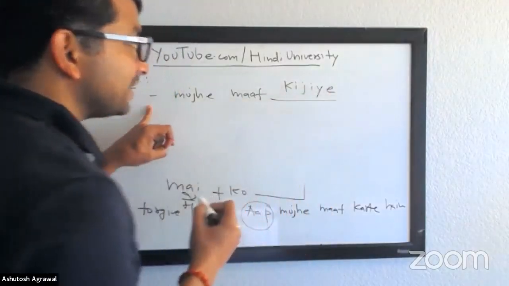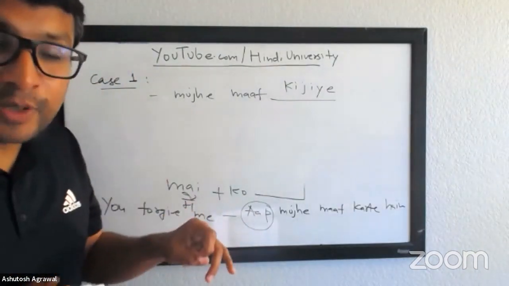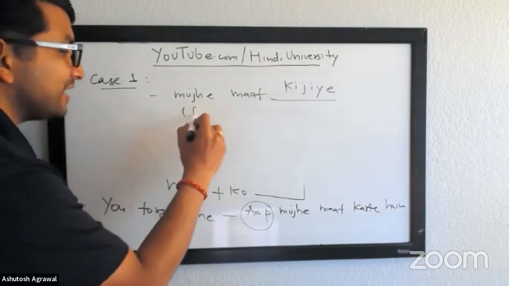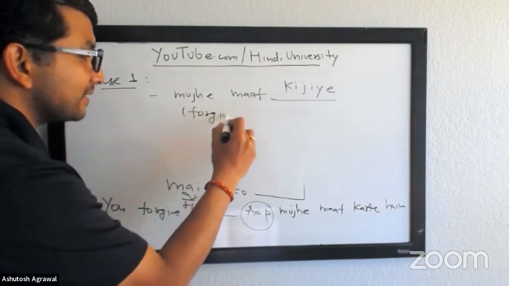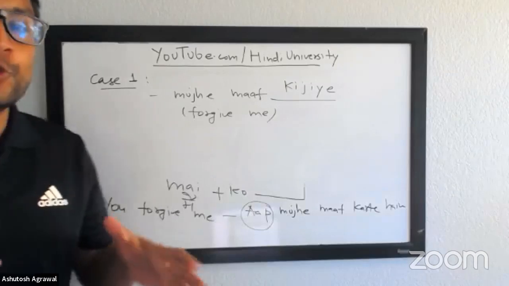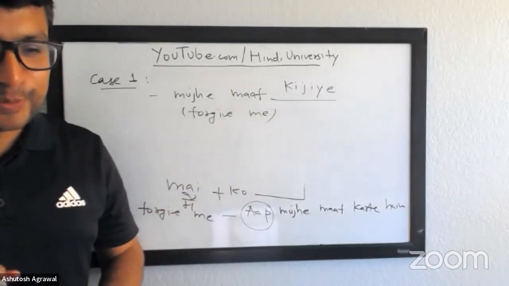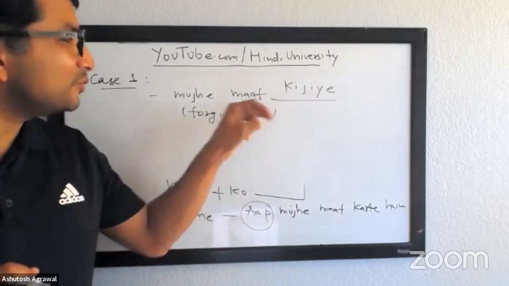Mujhe maaf kijiye. What does it mean? Forgive me. Okay. So if you want to just say forgive me, mujhe maaf kijiye. Okay. Believe it or not, if you go to the textbooks, they will really start with this sentence, forgive me. Which is maaf kijiye or mujhe maaf kijiye.